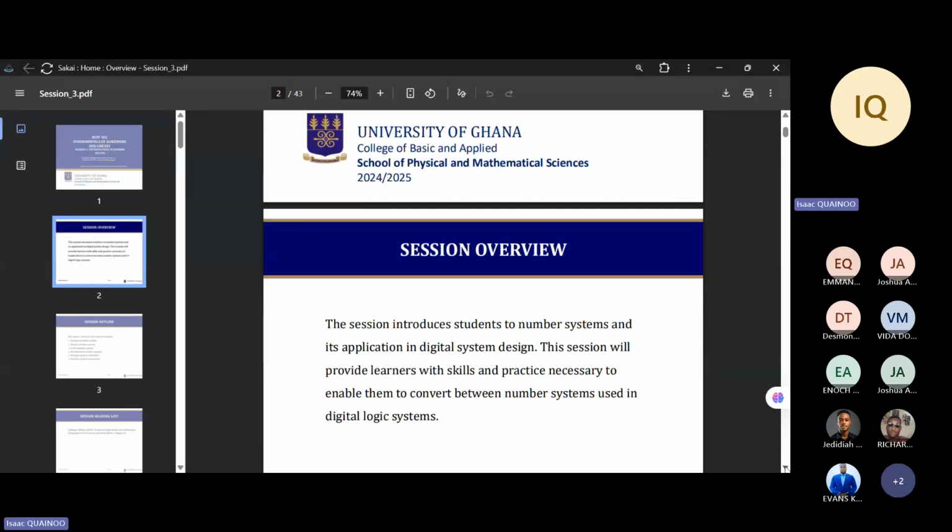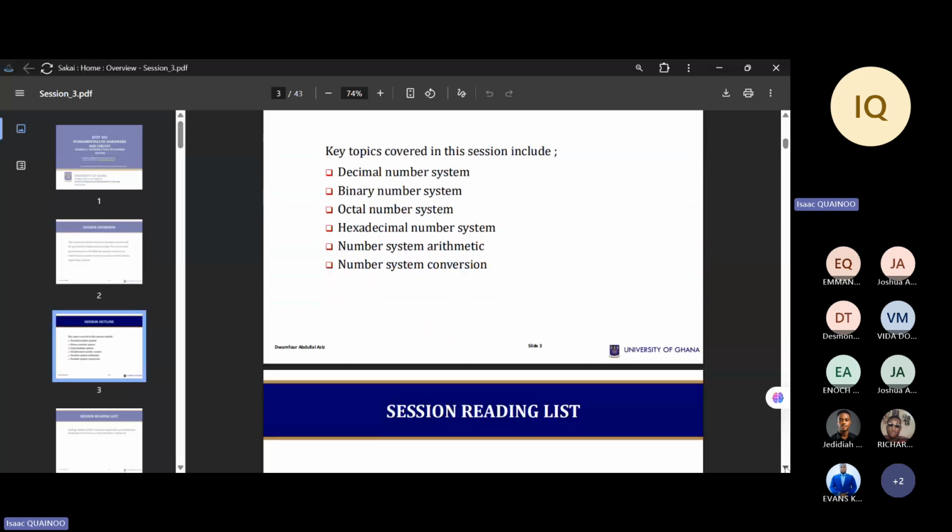Okay, so this section, I believe, we are going to look at the main number base systems that we have. That is the decimal, binary, octal, hexadecimal, and then we'll look at how to work with these four number bases, how to perform number system arithmetic. That is how to add, subtract, and perform all those basic operations in number bases. And then we look at number system conversion, how to convert one number base to the other. But before that, we are going to look at some general concepts and then number bases.